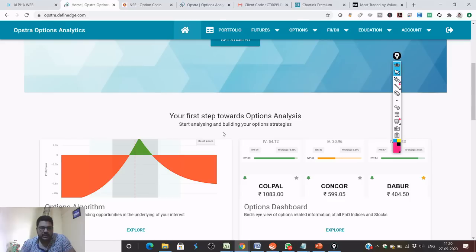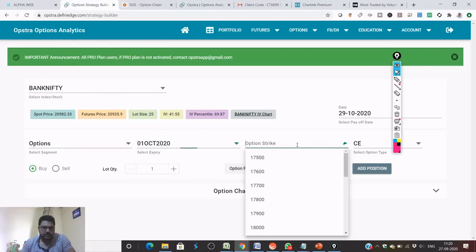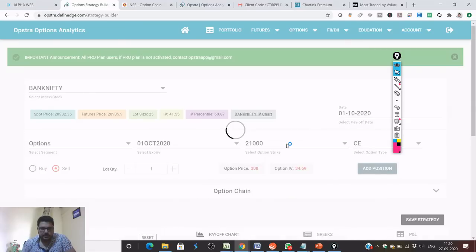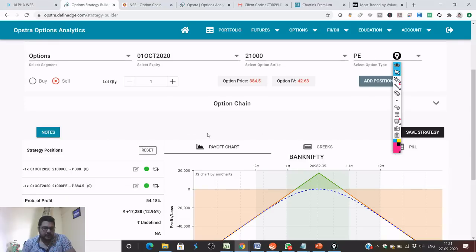So assume that you are selling a straddle which is 21,000 straddle. Let's analyze this. One lot call and one lot put. Okay, selling is always safe if you understand the risk involved and if you have a strict stop loss, say half of the premium which you have paid. So in this case, we have gained about 684, divided by 2. So 342 combined premium should be your stop loss.